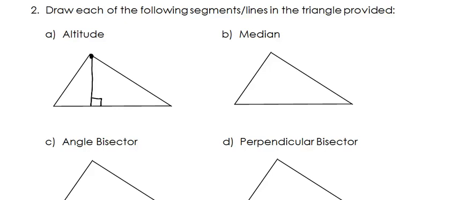A median also starts at a vertex, but rather than being perpendicular to the opposite side, it goes straight to a midpoint. So try to locate the midpoint on the opposite side, and then draw the segment connecting the vertex to that midpoint.